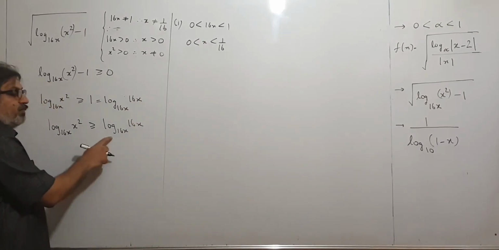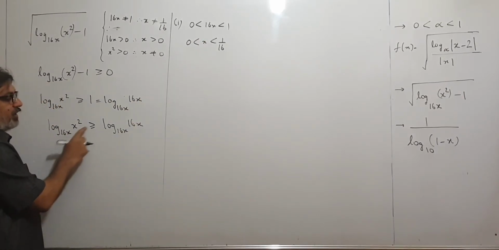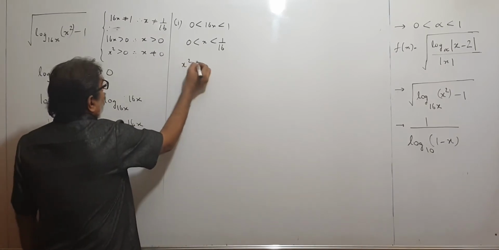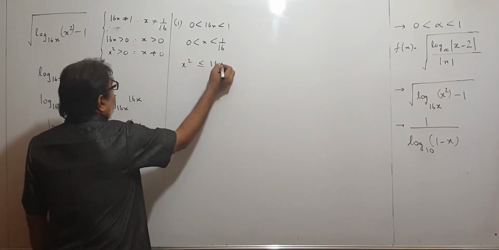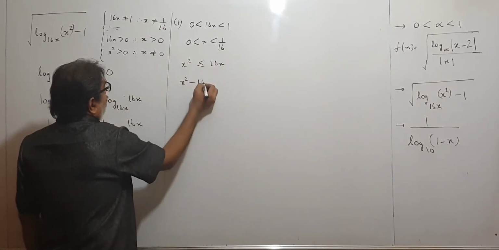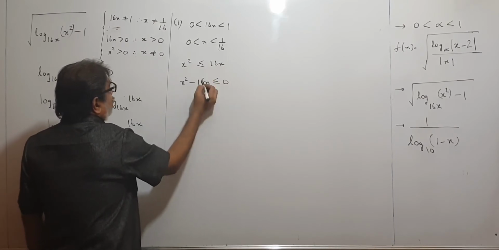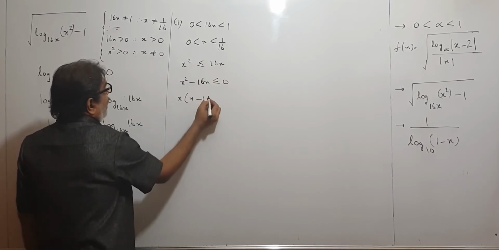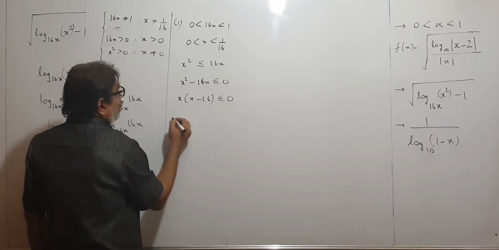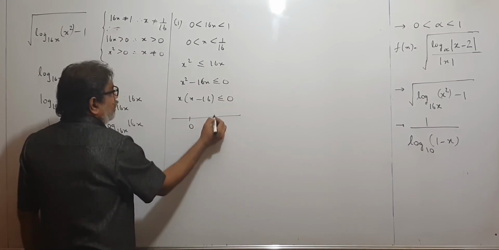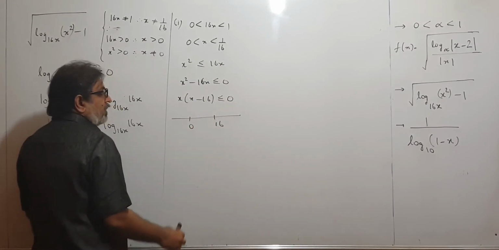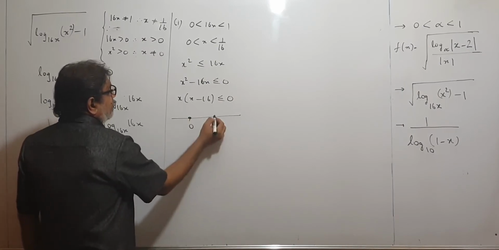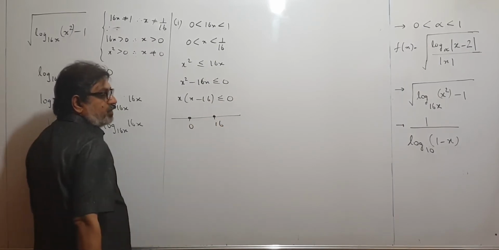So log is a decreasing function. When I remove log, this will become x² ≤ 16x. So x² - 16x ≤ 0. So x(x - 16) ≤ 0. Take the poles, children, 0 and 16. Both can be included because of the less than or equal to 0.